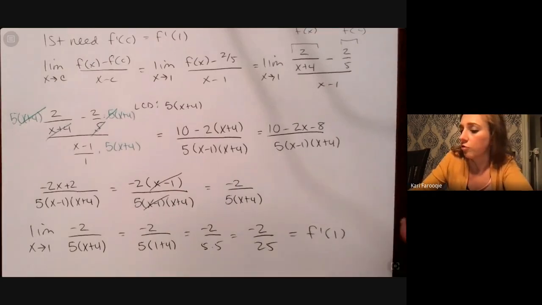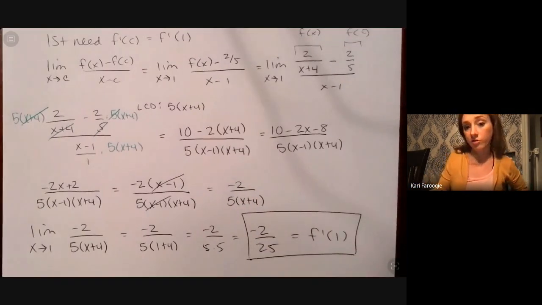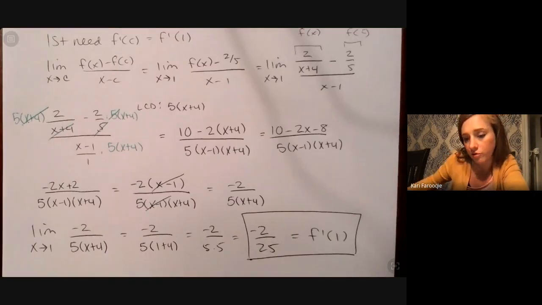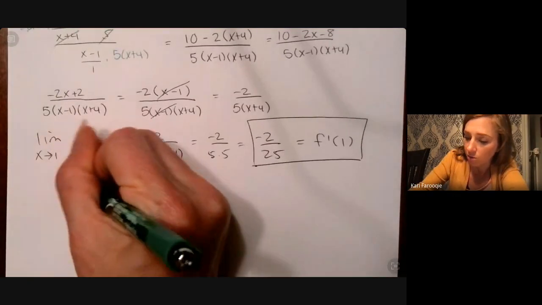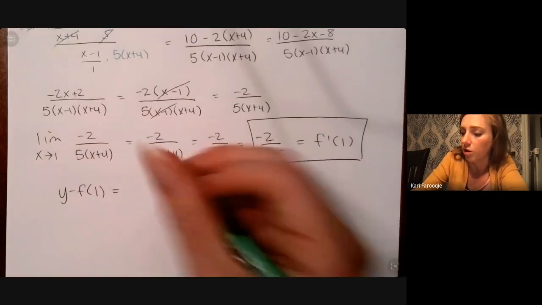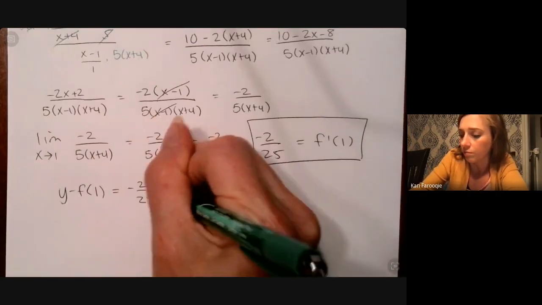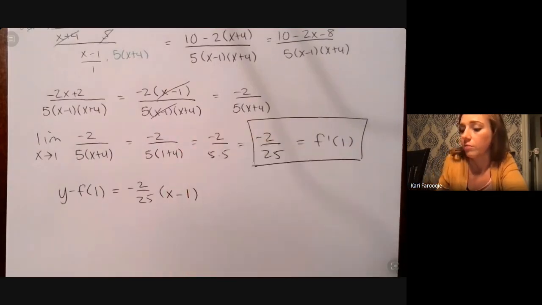And this is f prime of c, which is f prime of 1. That's the slope when x equals 1. And we need to find the tangent line and the normal line. And this is just algebra. Once you find the limit, you're just looking at y minus f of c equals f prime of c times x minus c.